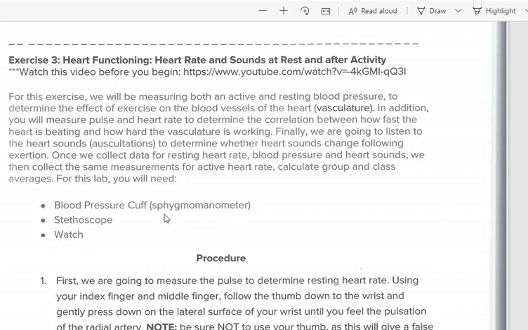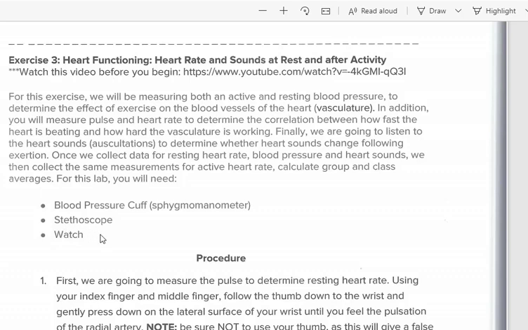Sphygmomanometer. So the PH sounds like an F. That's an F sound: sphygmomanometer. And you need a stethoscope, or now we have digital things that can listen and record the pulse. You can listen to the heartbeat with a digital meter, so you don't have to actually have the stethoscope.